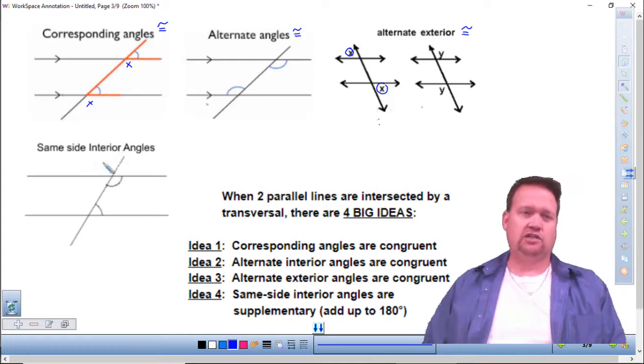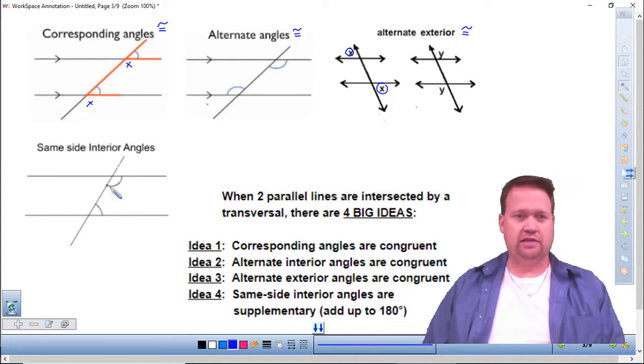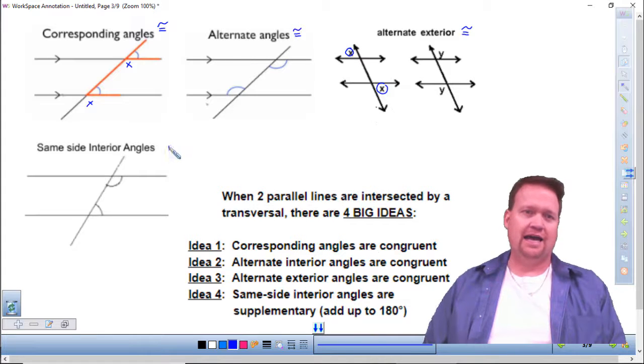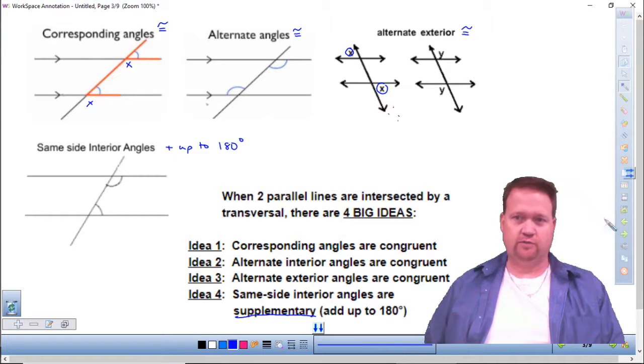And the last thing you need to know, and this is the only one that's different, same side interior angles, these things don't look the same at all. This is an acute angle. This right here is an obtuse. It's more than 90 degrees. Same side interior angles add up to 180 degrees, which makes them supplementary. So you might want to underline that word on our notes, because we're going to see that as we go forward.